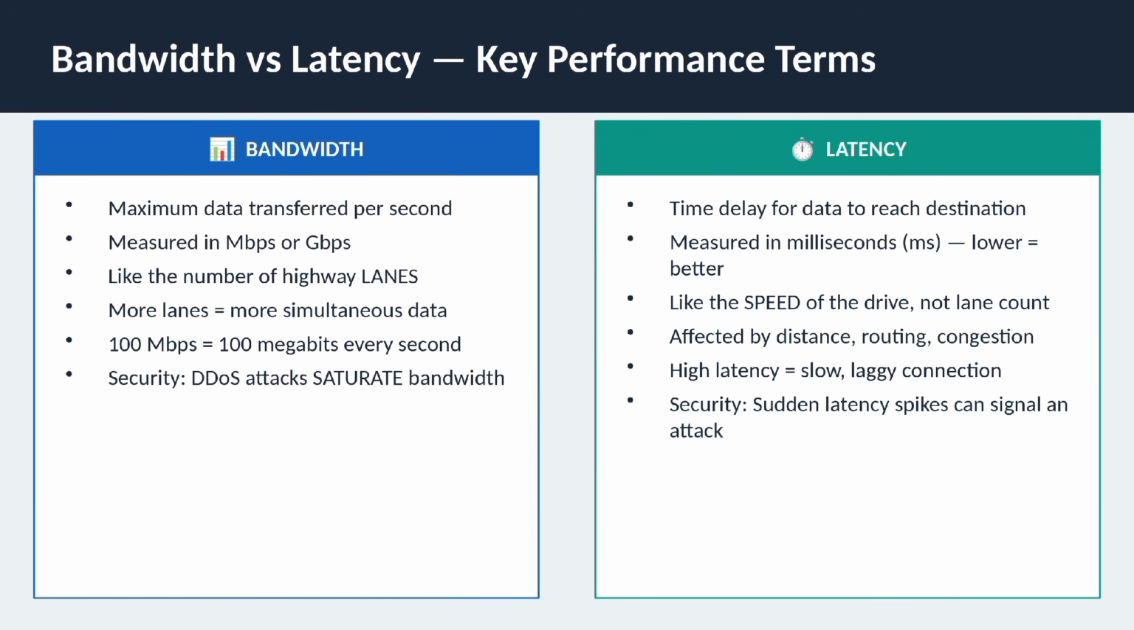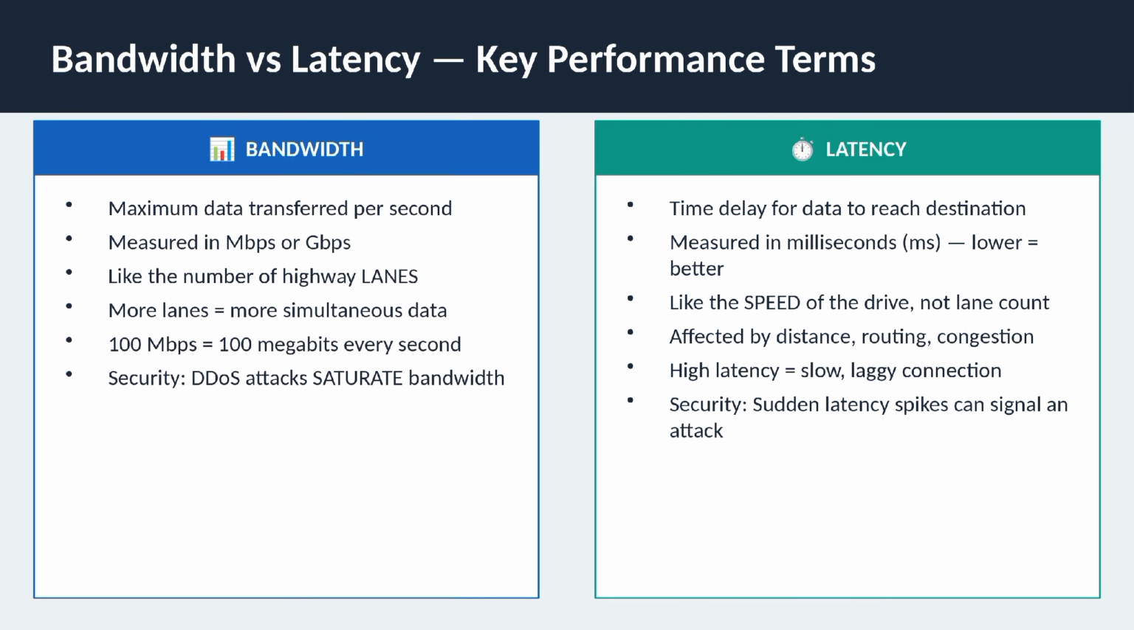Bandwidth and latency. Two terms you'll hear constantly. Let's define them properly. Bandwidth. Bandwidth is the maximum amount of data that can be transferred through a network connection per unit of time. We measure it in bits per second: Mbps, megabits per second, or Gbps, gigabits per second.